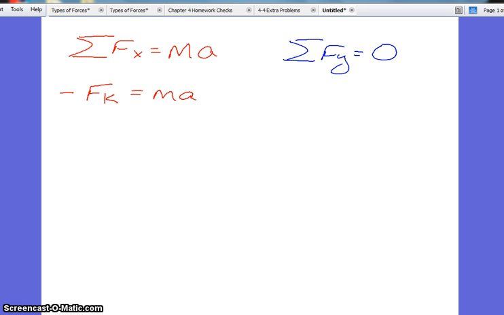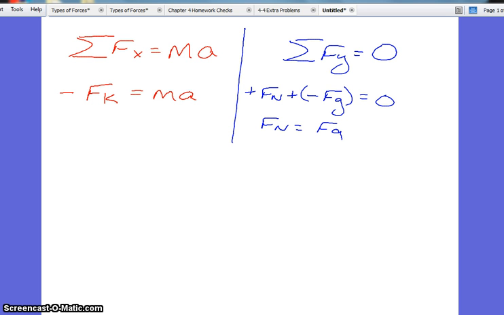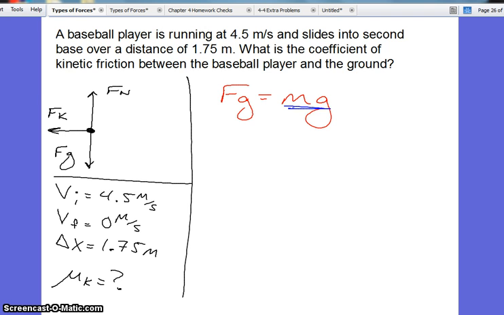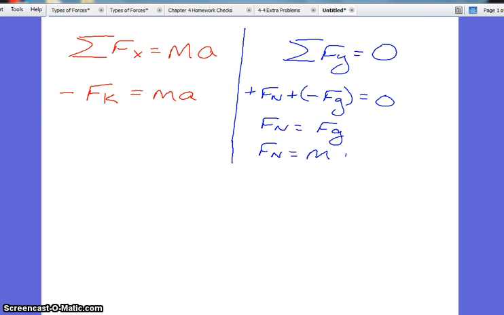In the y direction, we have two forces. We have the normal force, which is up, and the gravitational force, which is down, and that's equal to 0. So this means that my normal force is the same as my gravitational force. They balance out. I don't know my gravitational force, so I'll just replace it with the other side of that equation, m times g. So if I did know the mass, I would know the normal force.